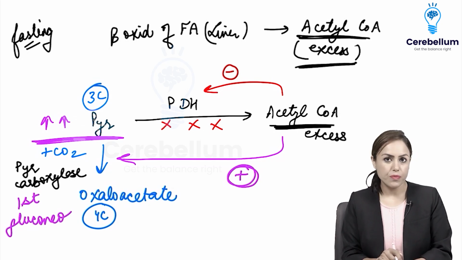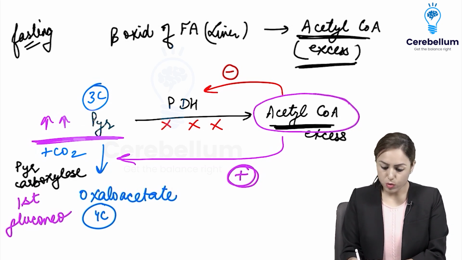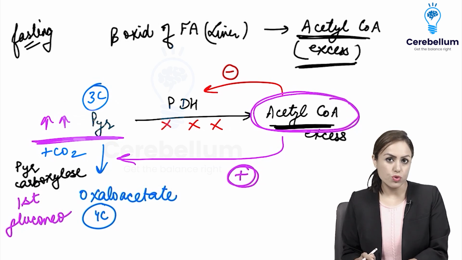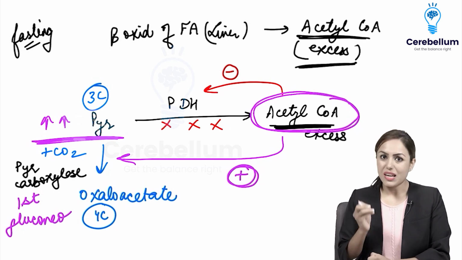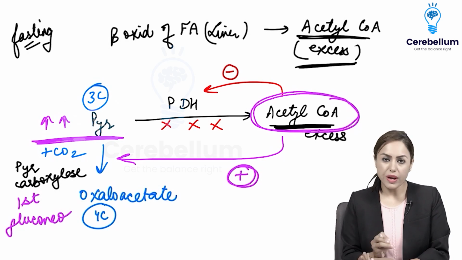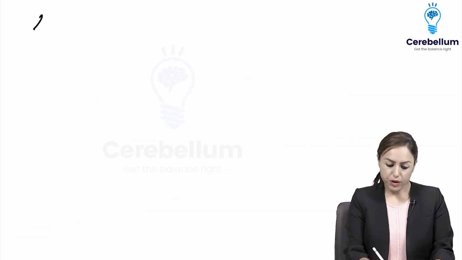Now, we already know that this acetyl-CoA activates pyruvate carboxylase, which is the first step of gluconeogenesis. And be careful here that acetyl-CoA is never glucogenic. It cannot make glucose. It is not the substrate for glucose. But acetyl-CoA activates the very first step of gluconeogenesis, that is pyruvate carboxylase, conversion of pyruvate to oxaloacetate.